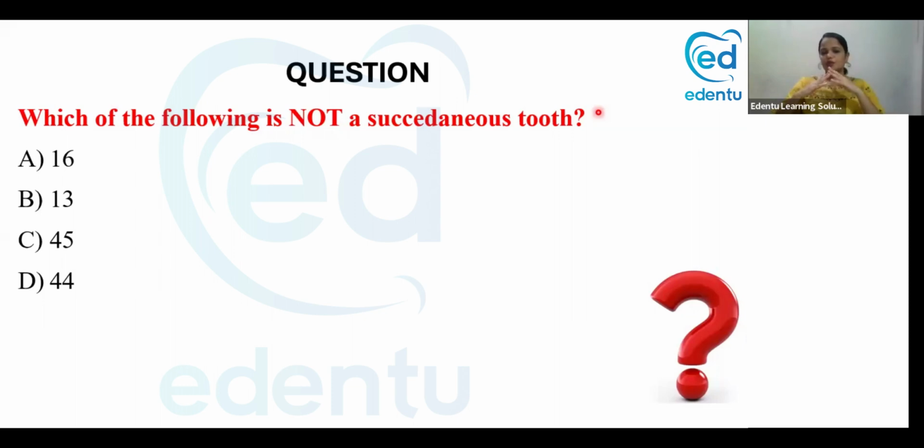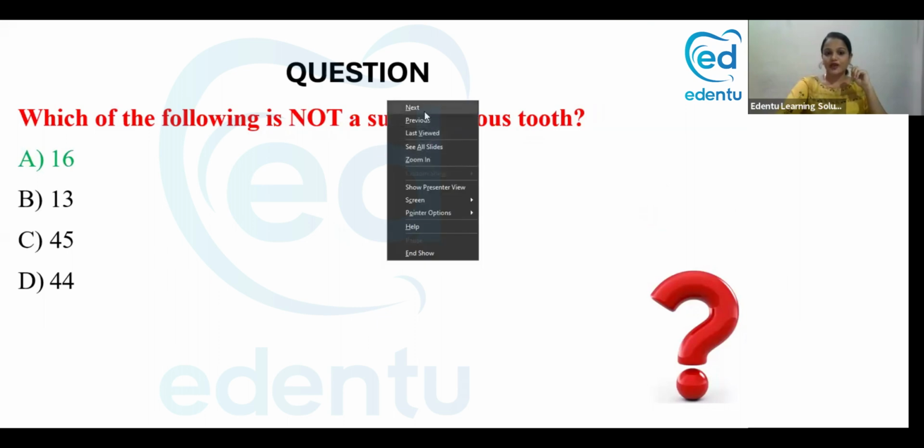So what kind of teeth does not have a predecessor? Any guesses, doctors? Dr. Aishwarya, Dr. Namya, Dr. Tasneem? Any guesses? Okay, doctor, I'll explain to you. Actually, the option is A, 1/6.